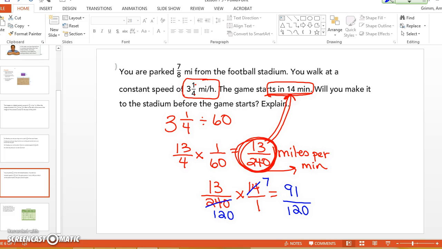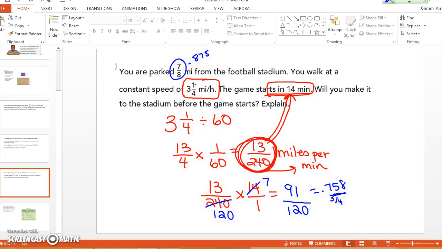Well, how far is that? Okay, so that's what we have to know. So what I would do if this were me, and it is me, is look at the decimal. So I'd say, okay, 91 divided by 120, which is really close to 3/4. Do you agree? About 3/4 of a mile? Okay, now, how far is that then? 7 divided by 8 is 0.875. So would I make it? No. This is not enough.